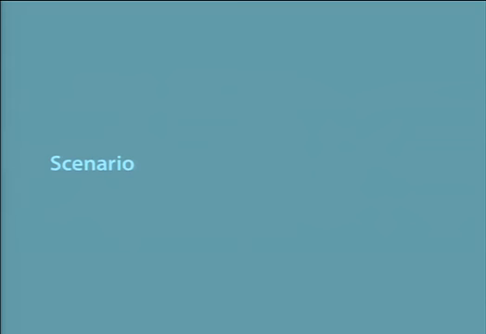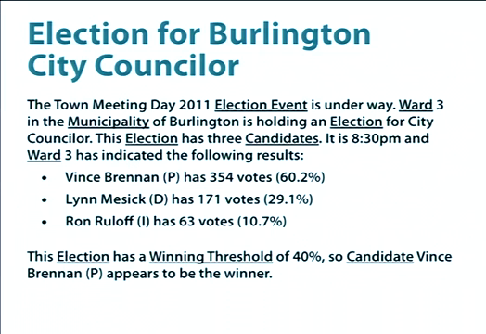So we're going to just walk through one scenario that we created with the domain experts. This is just one specific scenario. There are a whole bunch of other scenarios, but we're just going to walk through one here to illustrate the concept. So this is the election for Burlington City Councilor. Burlington is the city that I live in. This is the election for City Councilor in Ward 3.